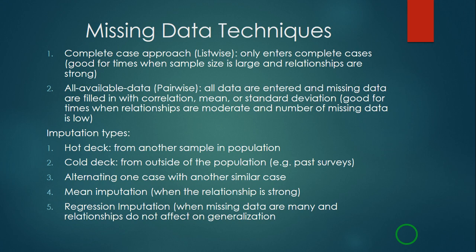For imputation, we can use the hot deck method, which is getting data from another sampling population. The cold deck method gets data from outside of the population, like past surveys. We can also alternate one case with another similar case, and do imputation using the mean when the relationship is strong, and regression when the missing data are too many and relationships don't affect generalization.